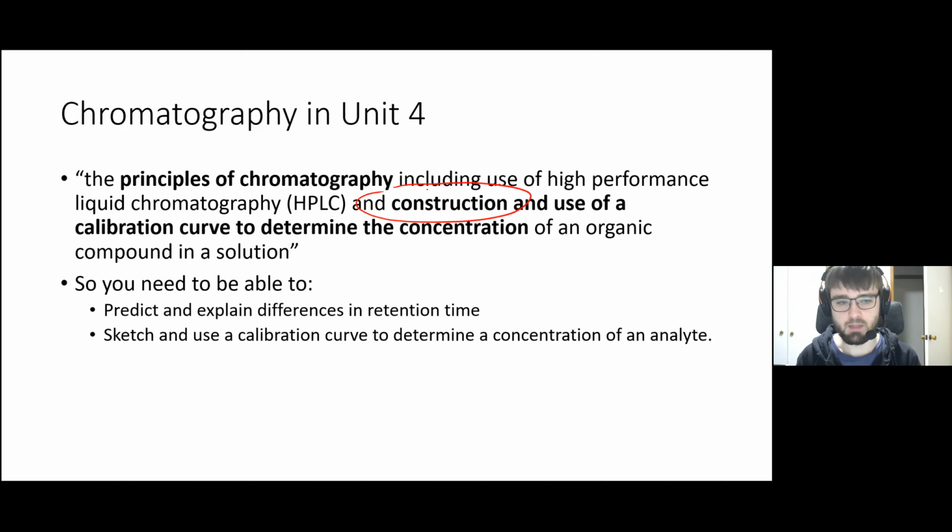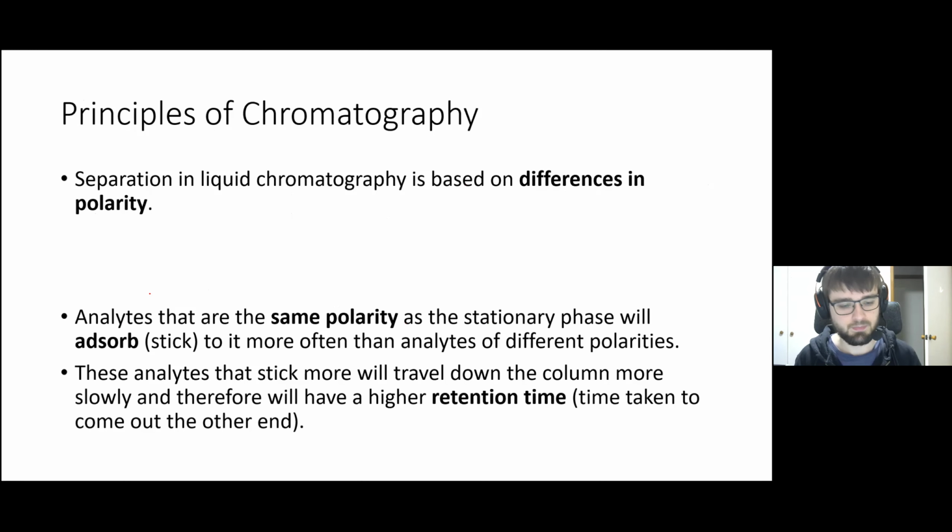So I've split that up here. You need to be able to predict and explain differences in retention time. Retention time is going to be that qualitative data we were talking about before, and it relates closely to the principles of chromatography. So that's being able to explain it. Again, I've mostly seen explain questions on exams so far, but you should be able to predict things as well. And you should also be able to sketch and use a calibration curve to determine the concentration of an analyte in a solution or in a sample.